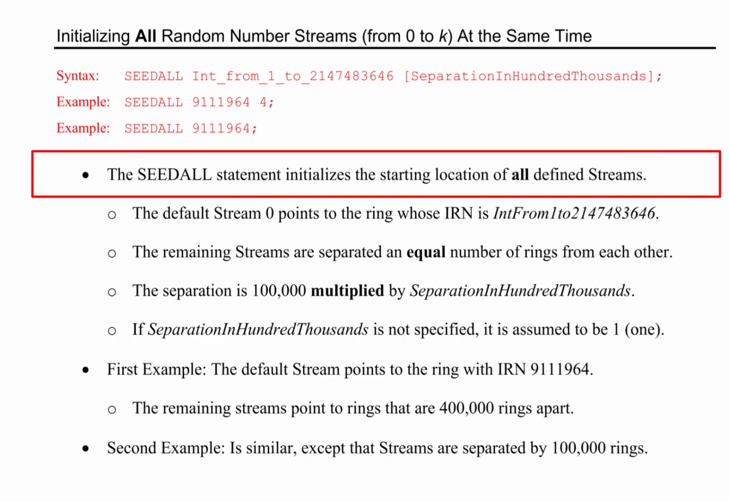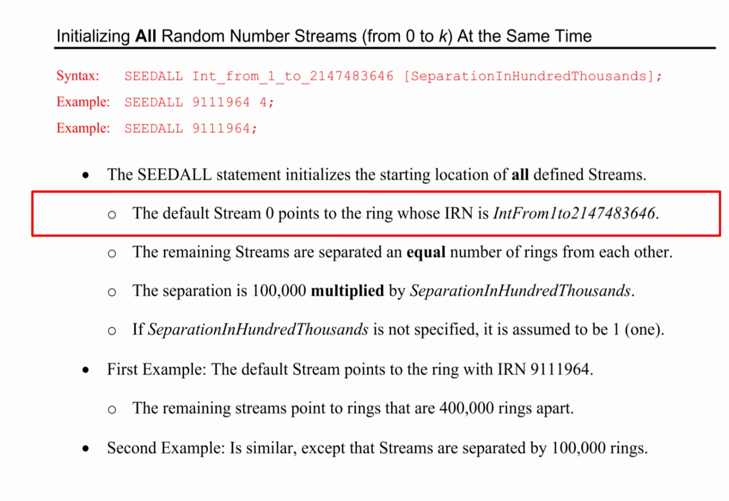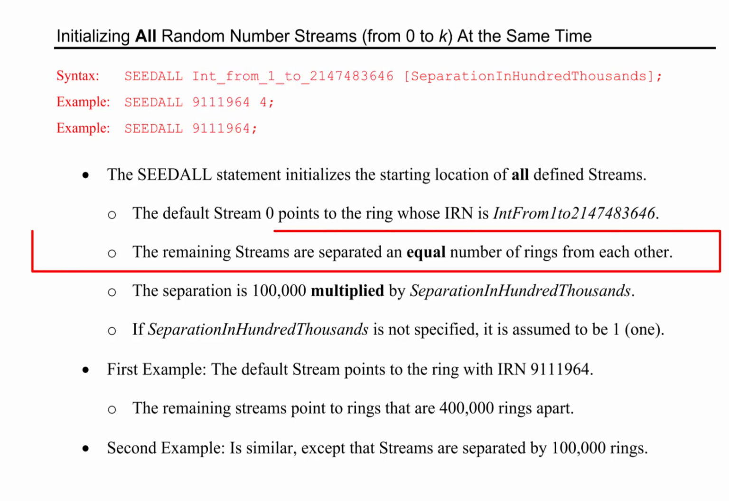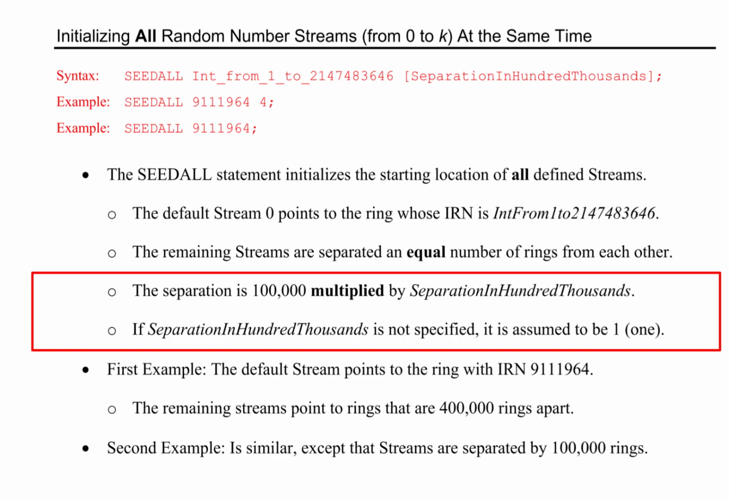The seed all statement initializes the starting location of all defined streams. The default stream 0 points to the ring whose integer random number is the one used in the seed all statement. The remaining streams are separated an equal number of rings from each other. That separation is the number 100,000 multiplied by the separation in hundreds of thousands. If the separation in hundreds of thousands is not specified, it is assumed to be the number 1.